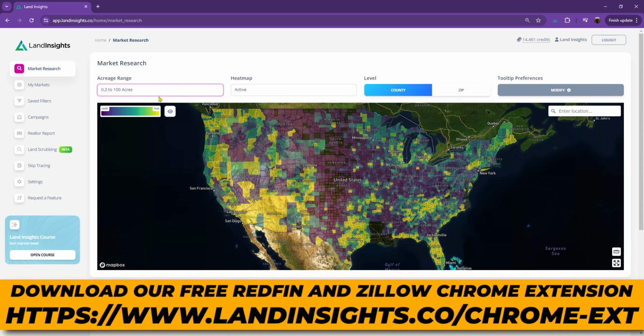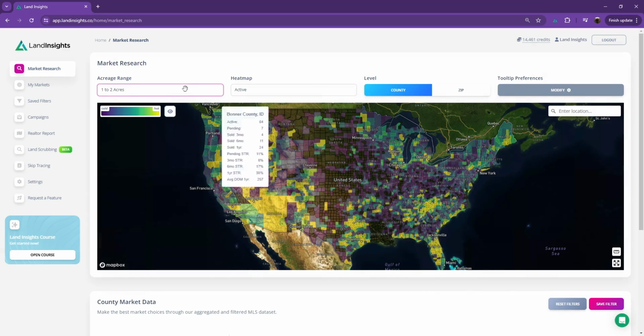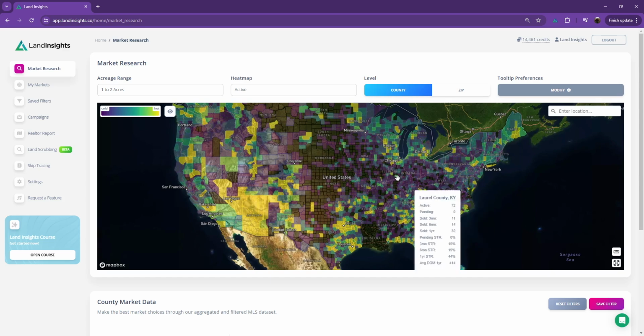Okay, so I'm going to change our acreage range to a smaller band of data. I'm going to say 1 to 2 acres in this instance, although there can be a case to be made that 2 to 5 acres could be a rural infill lot, which usually is on the outskirts of a city, or there is also a case to be made that less than 1 acre is also an infill lot. So you can use the acreage ranges that we have for those options as well.